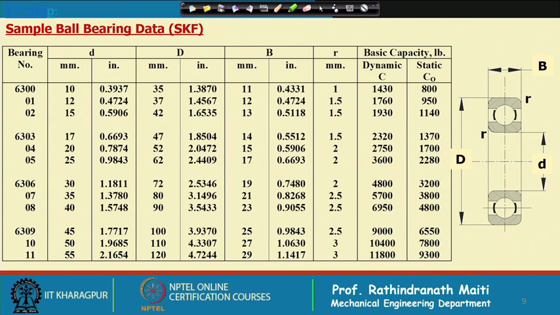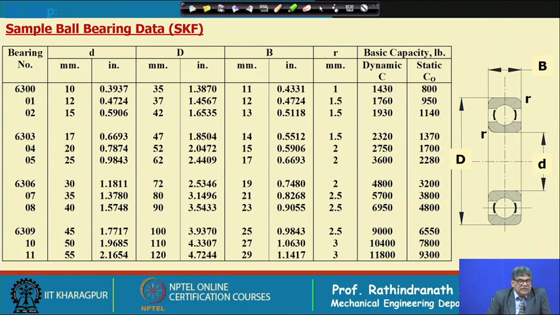Another thing I would like to mention, up to 6303, the shaft diameters are 10, 12, 15, 17, but from 6304, it is a multiple of 5. That means, directly if you multiply 5 with the last 2 digits, you will get the ID in millimeter. So, 04 into 5 is 20, so the ID is 20 millimeter. And if you go for 11, then 11 into 5 is 55 millimeter.